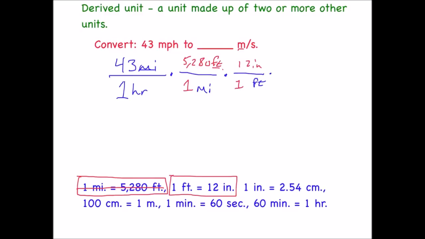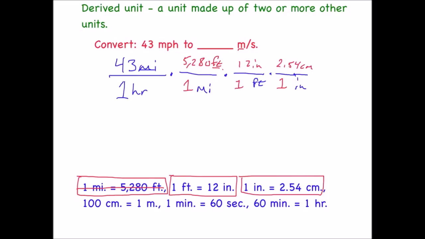We're not there yet, so we're going to keep going by adding another dot and another bar. And since I've got inches on top, I need inches on bottom. And it looks like this one deals with inches. So 1 inch equals 2.54 centimeters.